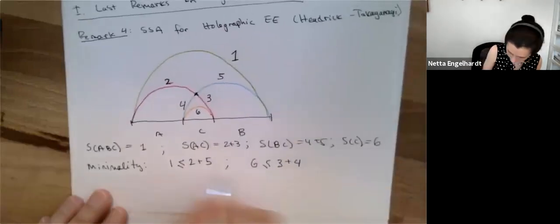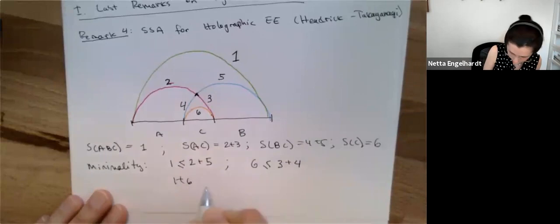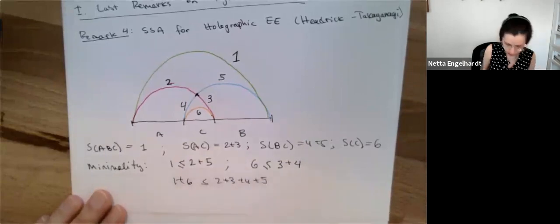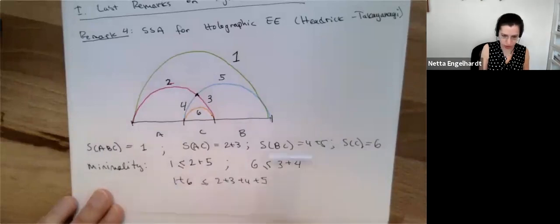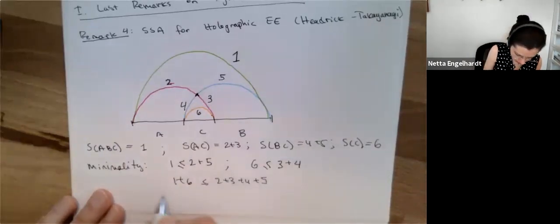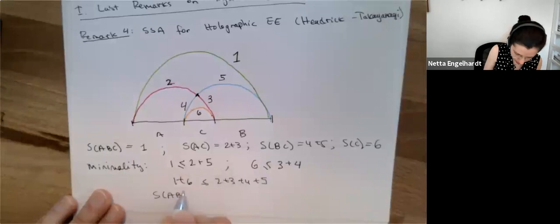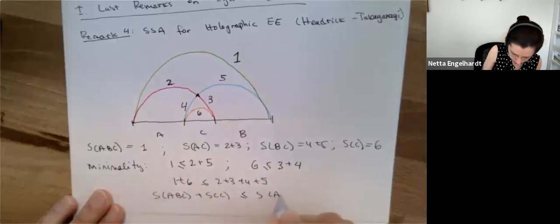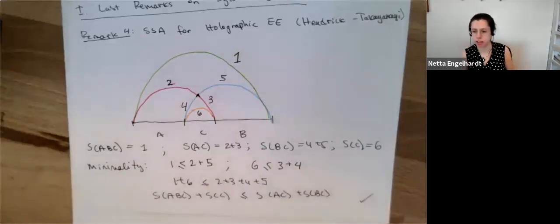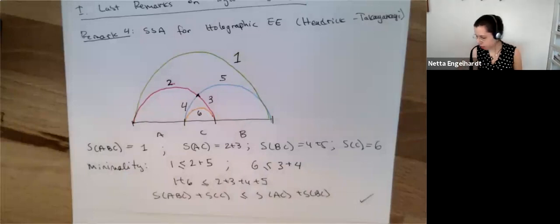Say, okay, these two together tell us that 1 plus 6 is less than 2 plus 3 plus 4 plus 5. And then we match these up to these ones over here, which finally gives us S of ABC plus S of C is less than or equal to S of AC plus S of BC, which is indeed the strong subadditivity inequality. So it's very nice, very geometric proof.